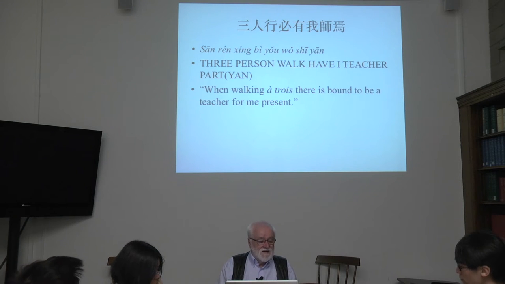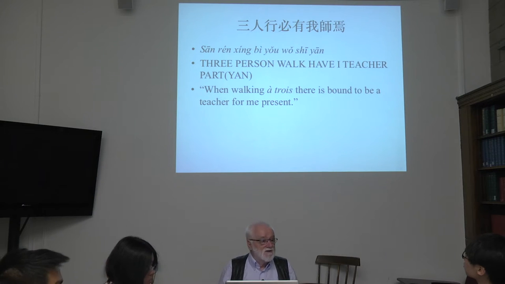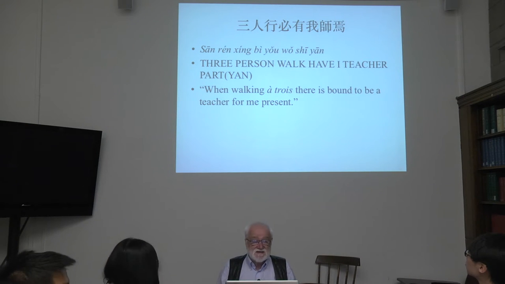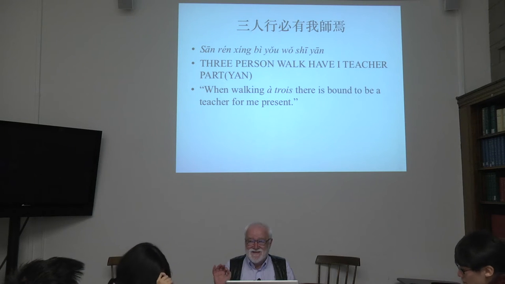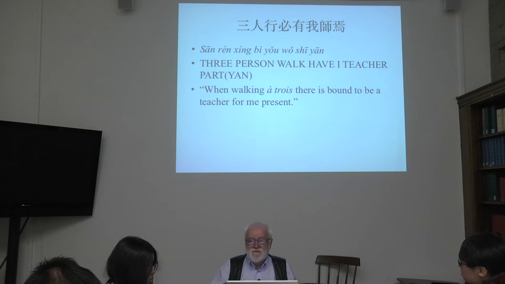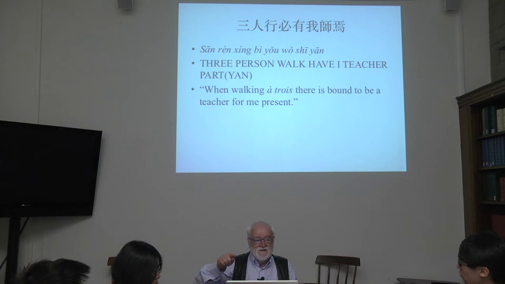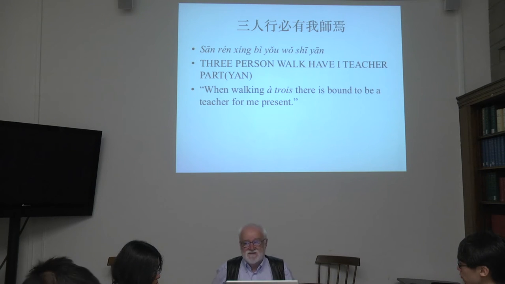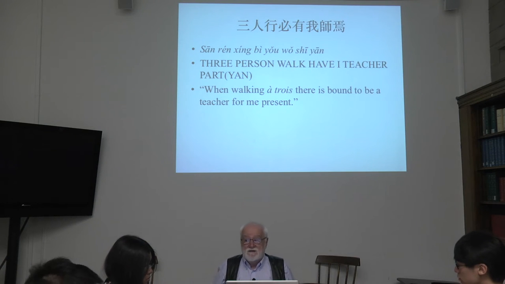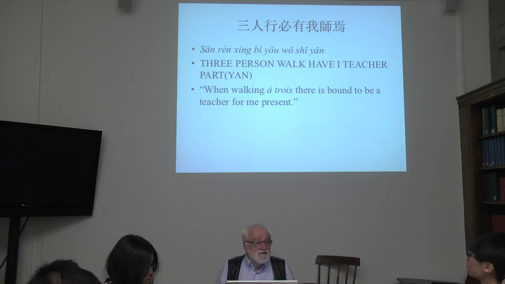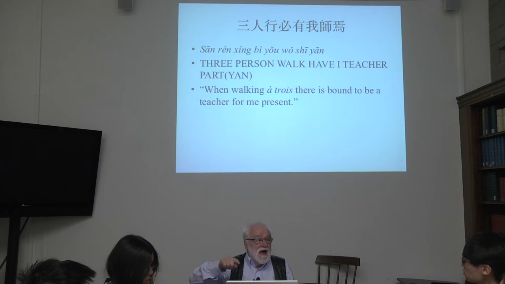And that is possible, but it's also quite possible when walking à trois, right? There is bound to be a teacher for me present. This is nice grammar. You see, 三人行, the 三人 can be an NP, 三人, but used adverbially, right? So, à trois, being three persons, right? You get it? So, 三人 is an NP, but it can be NP adv. Do we have it?